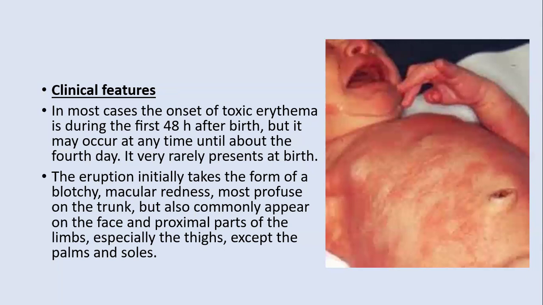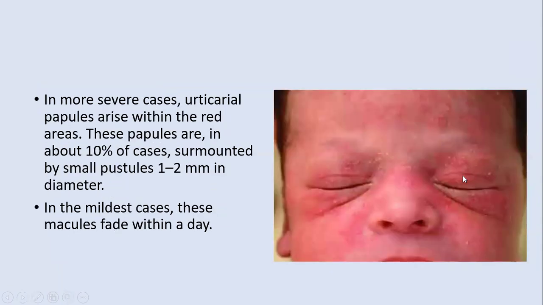Eruption initially takes the form of a blotchy, macular redness, most profuse over the trunk, but also appears on the face, proximal limbs, especially thigh, and sparing palm and soles. So they also note down the characteristic distribution: the trunk, face, upper limb, and sparing palm and soles. In most severe cases, the urticarial papules arise within this blotchy area, and these papules are seen in 10% of the cases, and sometimes these are surmounted by tiny pustules.